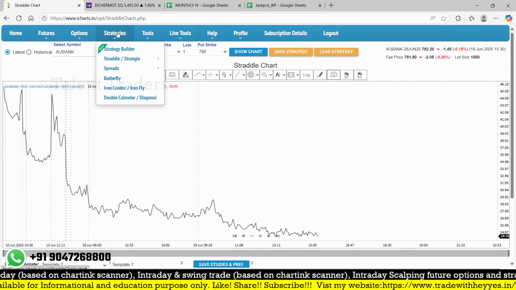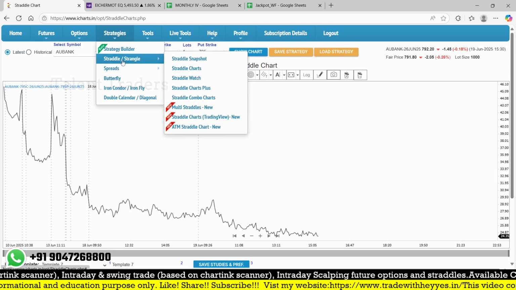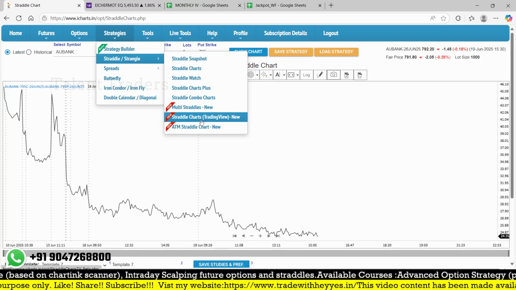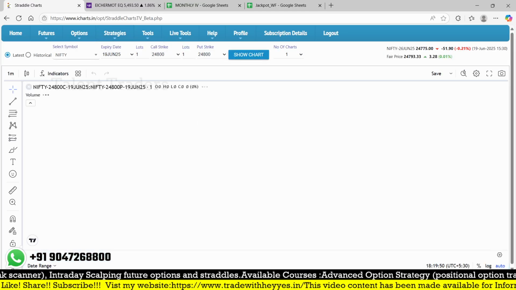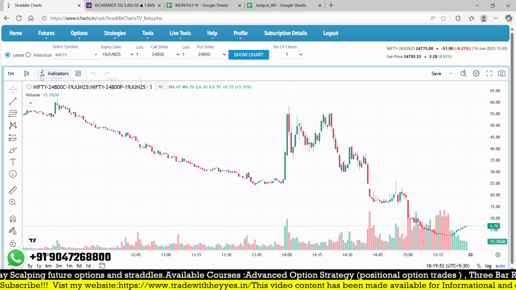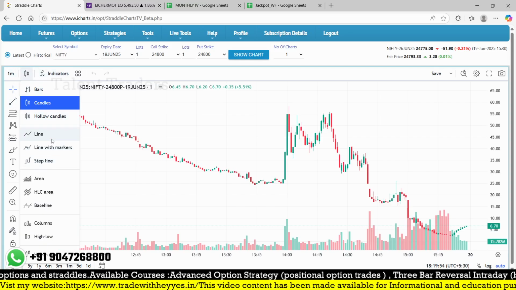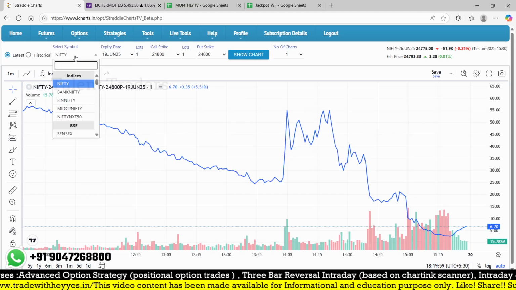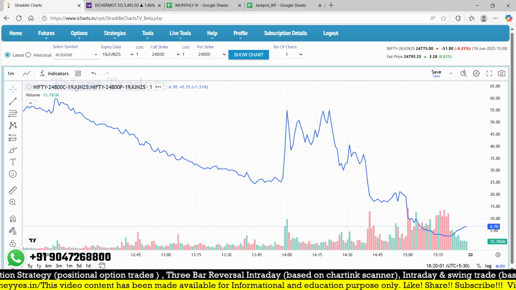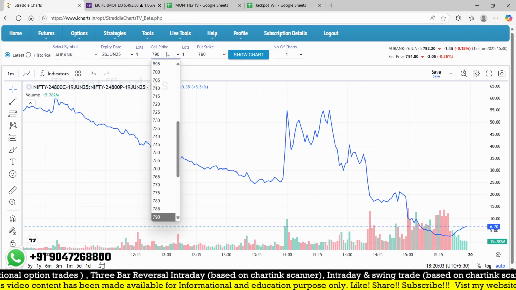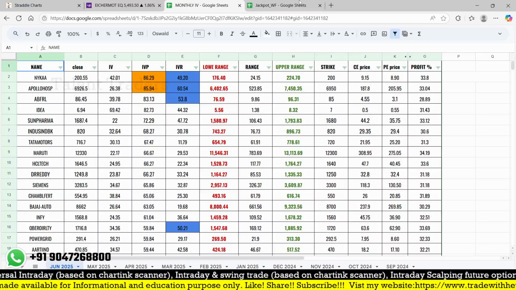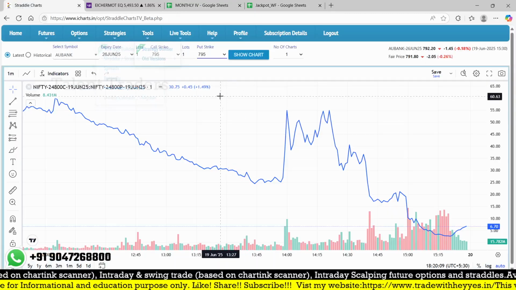Instead of that, here in strategies you can go with the straddle chart by trading, so this would be even better. You can use a line chart or a candle, but if you are using a straddle, you can use the line; that would be much better. AU Bank, strike price to update 695. Sorry, that should be 695.